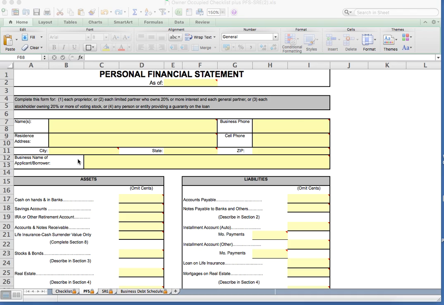Down here, where it says business name or applicant borrower, you will put the name of the entity that you're going to actually take title for the project. Or if you have your own company, and this is an owner-occupied transaction, you will fill out this section with the name of your company. It could be a limited liability company, it could be a corporation, but please make sure you fill that section out.